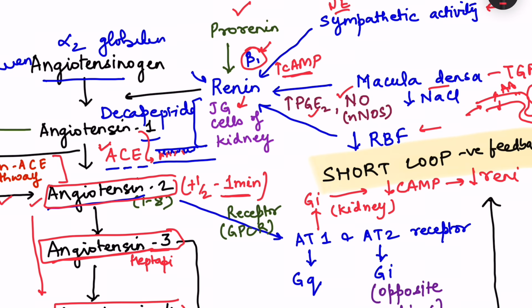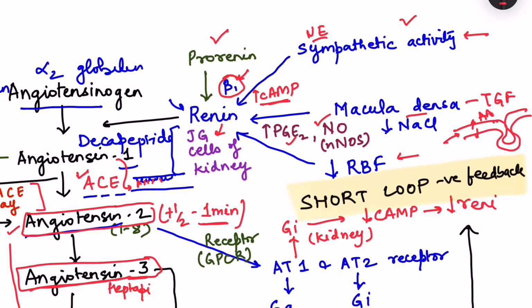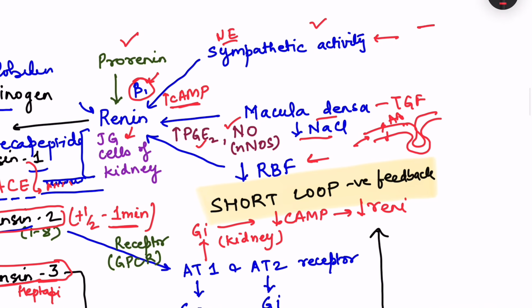So there are three mechanisms. One, increased sympathetic activity; two, decrease in renal blood flow; and three, tubuloglomerular feedback causing decreased NaCl delivery to macula densa. Now, one fundamental thing you note here, that all this will be activated when there is decrease in the blood pressure.